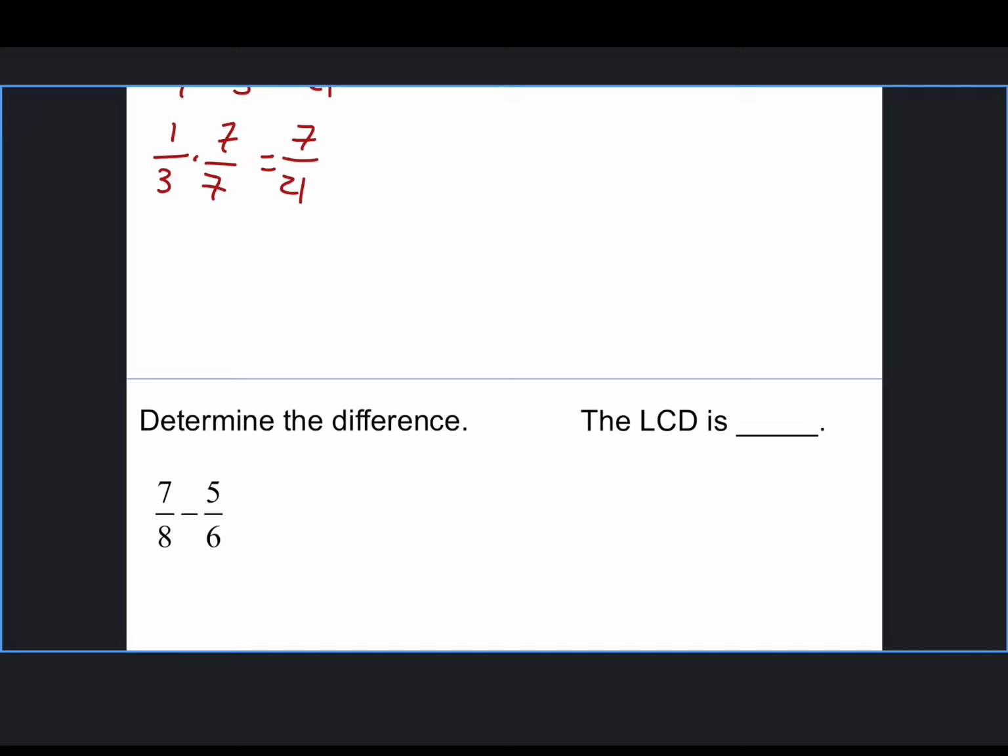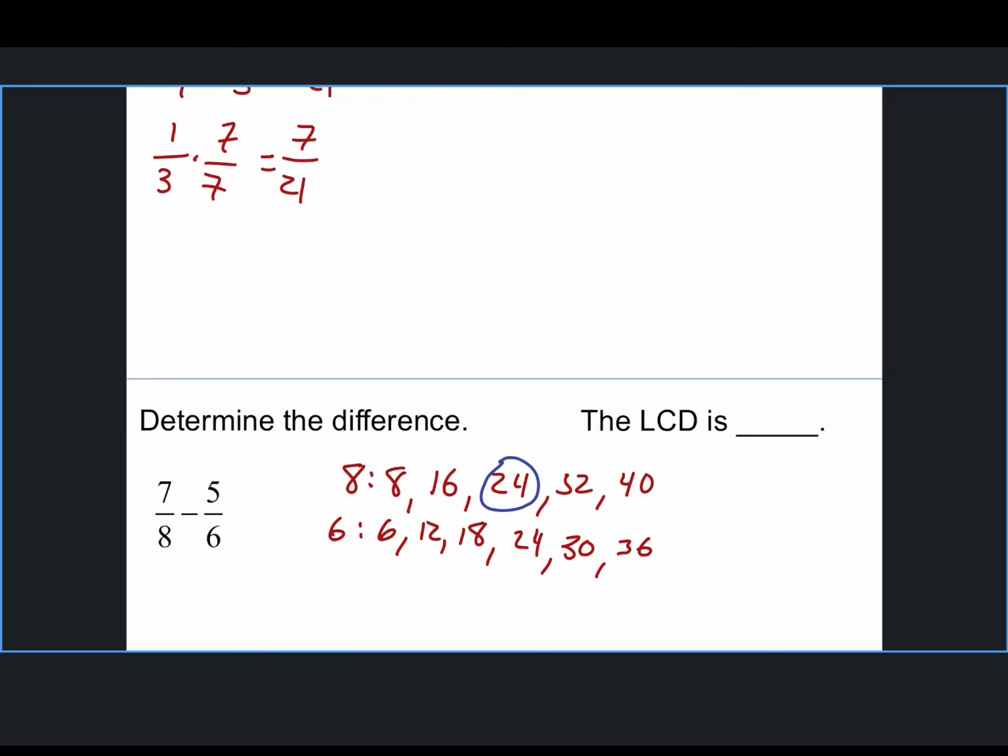How can we be sure? We're just guessing numbers right now, right? That's what's sort of happening. You wrote a list. So, our multiples of 8 are 8, 16, 24, 32, 40. Our multiples of 6 are 6, 12, 18, 24, 30, 36. The smallest one that's common to both is 24. All you have to do is do the list and pick the one they have in common.